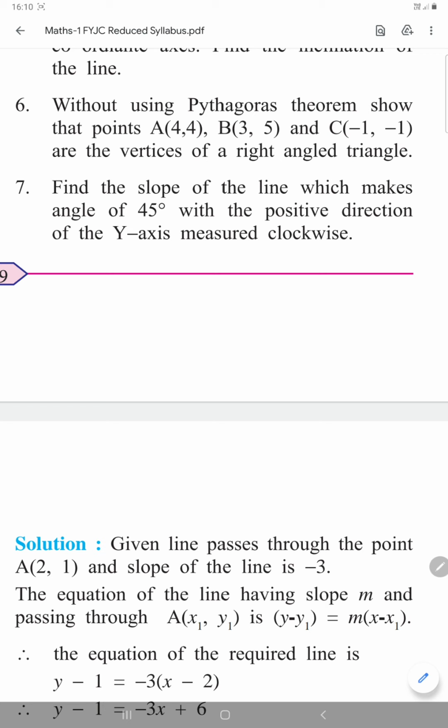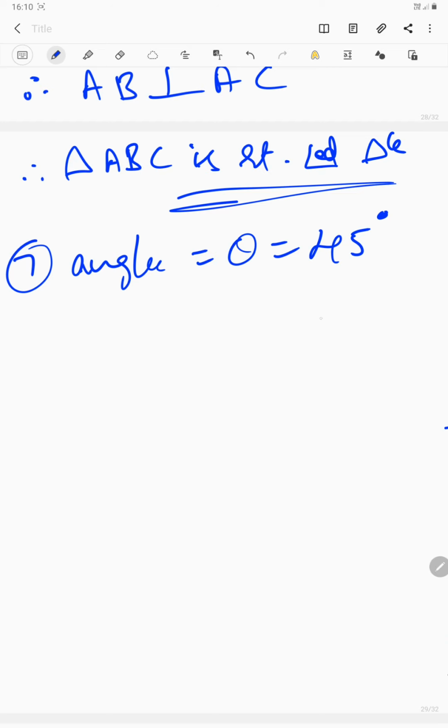Now question number 7. Find the slope of the line which makes angle of 45 degrees with the positive direction of the y-axis measured clockwise. Right? Angle दिया गया है 45 degrees and it is making with y-axis in the clockwise direction. ठीक है? Theta is given as 45 degrees and it is making with positive y-axis. This is y and this is x. Positive y-axis से कर रहे and it is in sense of clockwise, means like this.